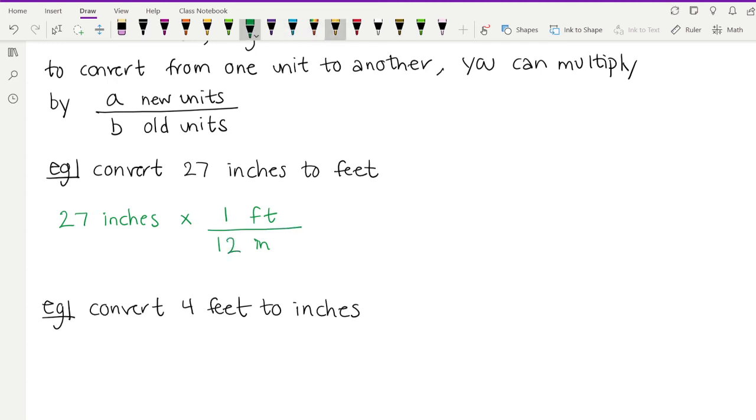And so see what happens is that the inches cancel out. And so what we're left with is 27 over 12 feet. And I think that can be reduced. So both of these are divisible by 3, right? So we could divide the numerator by 3 and we'd get 9, divide the denominator by 3 and we get 4. So it's 9 over 4 feet.